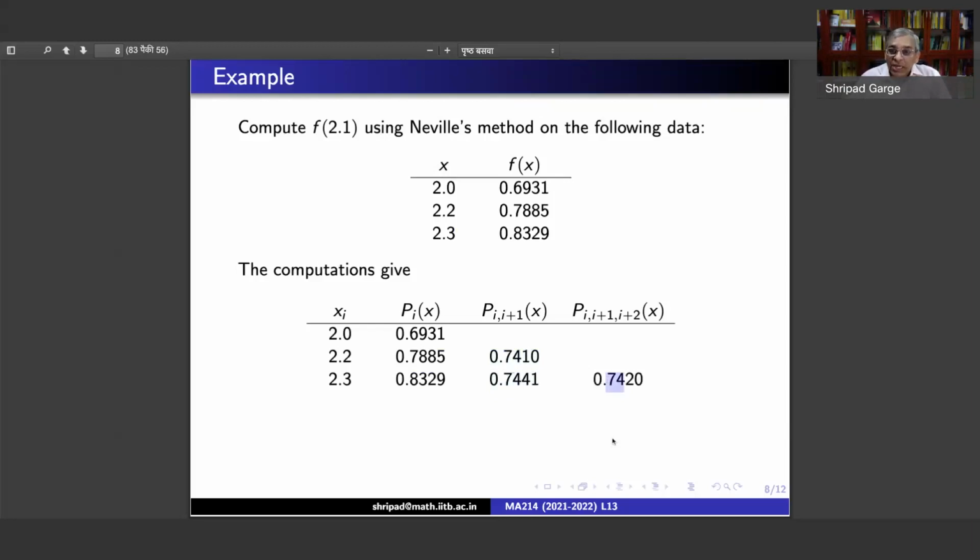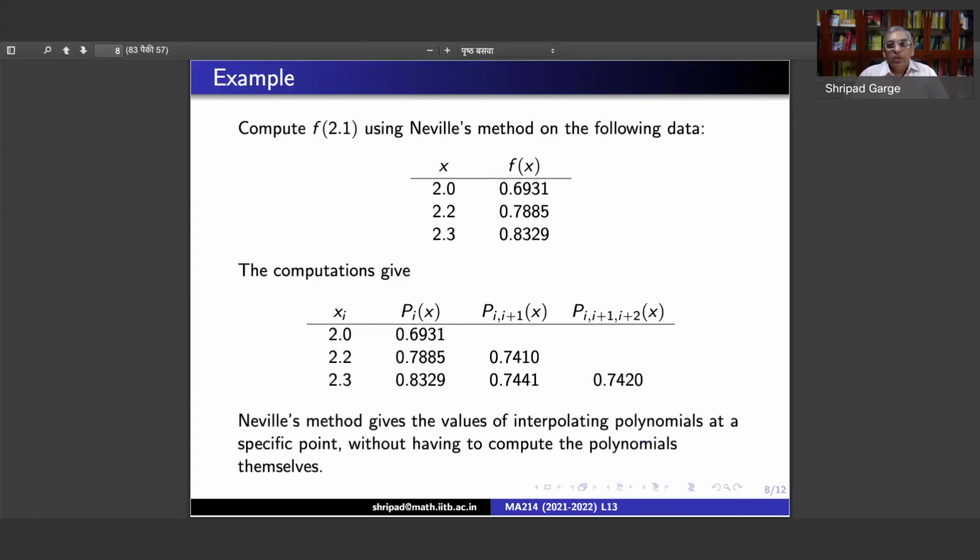And indeed, again, the final number seems to be somewhat in the middle of the first two numbers. So this is how we are going to do the thing. Neville's method actually gives us the value. Once you have a formula for computing these interpolating polynomials from the earlier interpolating polynomials, then you don't actually have to compute the polynomials themselves. You can just plug in the values x and write down the values for the tables without really having to compute the polynomials themselves.